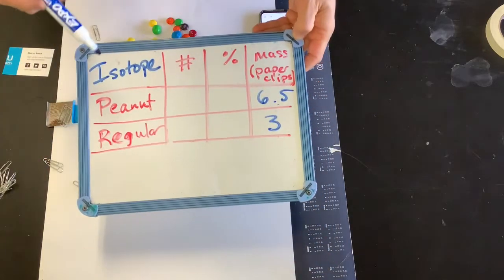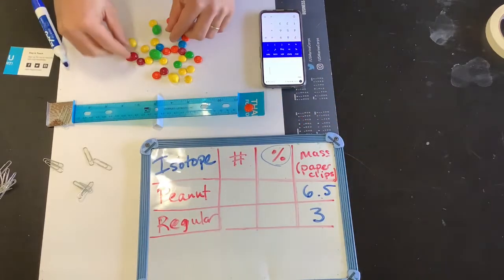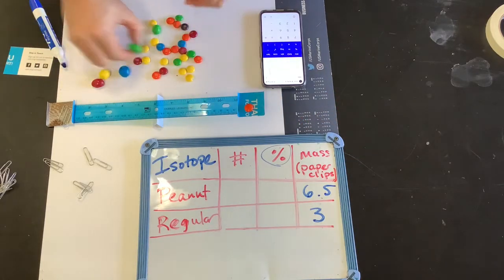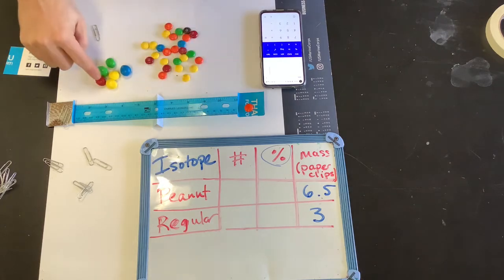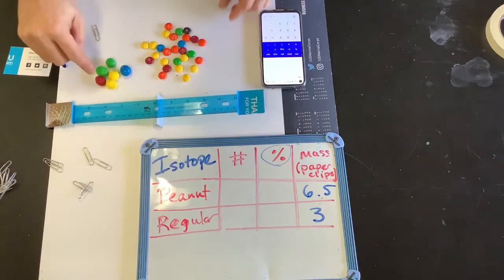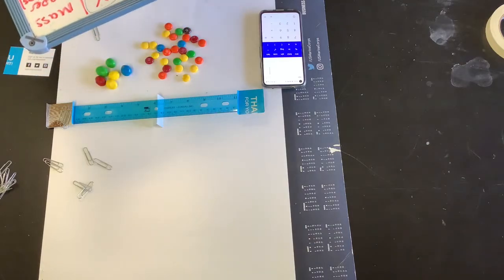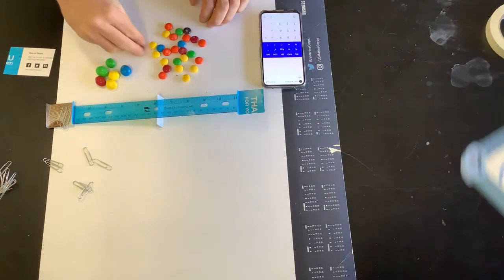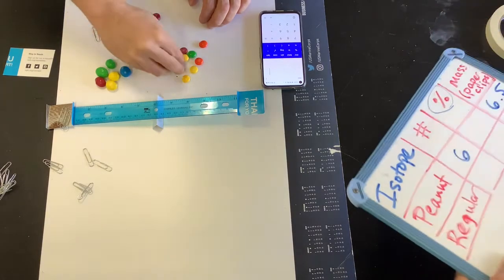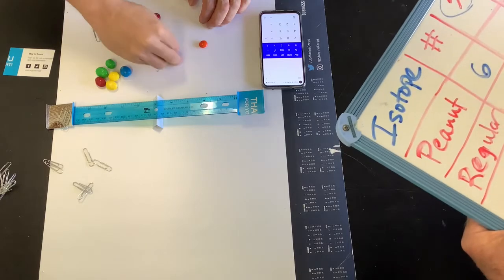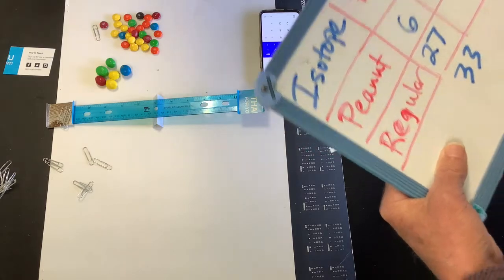To calculate the relative atomic mass, I also need to get the percentage of each isotope. If I do a quick count, this would be like a scientist sampling the element to figure out how much of each isotope is present. There's 1, 2, 3, 4, 5, 6 peanut. Oh, you want to write? I'll write it for you. And the regular: 2, 4, 6, 8, 10, 12, 14, 16, 18, 20, 22, 24, 26, 27. 27? Yeah, what's the total? The total is 33. All right.